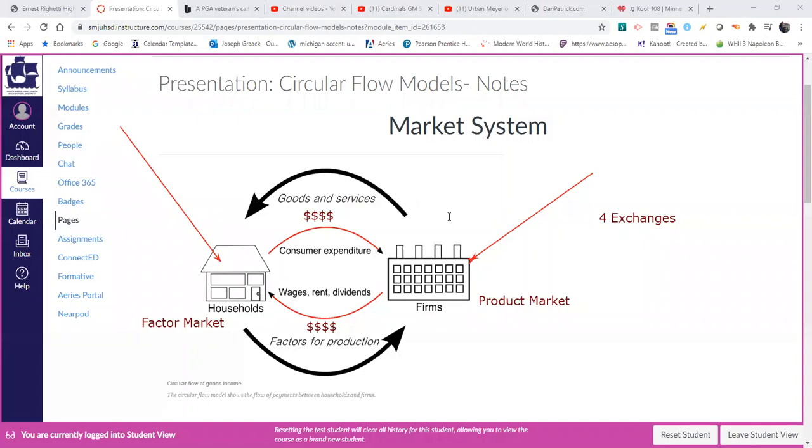So we go to the store, go to Albertsons, go to Vons, Spencer's Market, wherever it may be, buy our food, buy any of the other necessities that we need from these firms here.